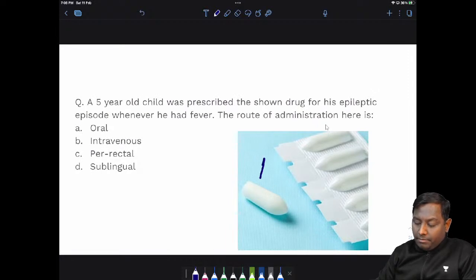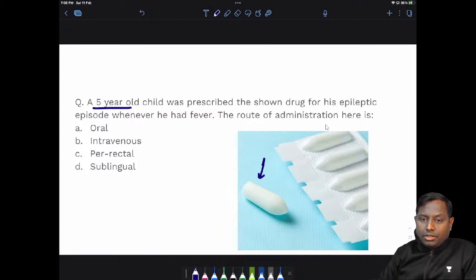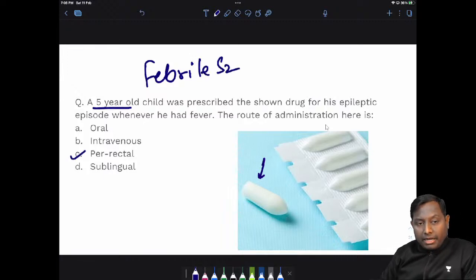A 5-year-old child was prescribed this drug for his epileptic episode whenever he had fever. The route of administration here is oral, intravenous, per rectal, sublingual. I think you can tell by looking at this: it is a 5-year-old child. So again this could be a drug known as diazepam. Nothing is written on it, but if it is given in epilepsy, this could be a case of what, febrile seizure, and for febrile seizure it will be given per rectal. So per rectal is a type of enteral route, right, it comes under enteral.